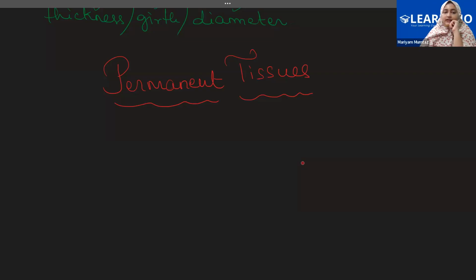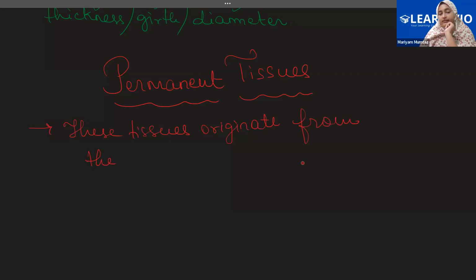Okay. So let us see some points about the permanent tissues. So the first point that I said, that these tissues originate from the meristematic tissue. This point is clear to everyone?